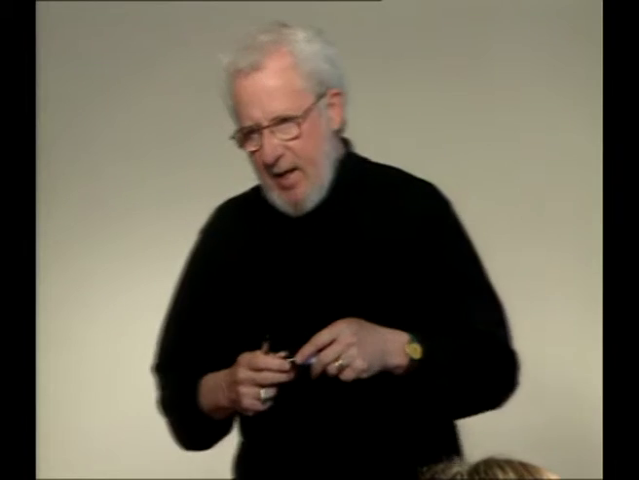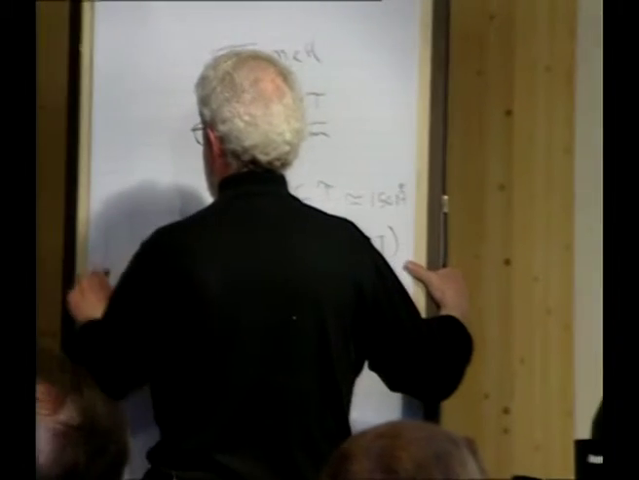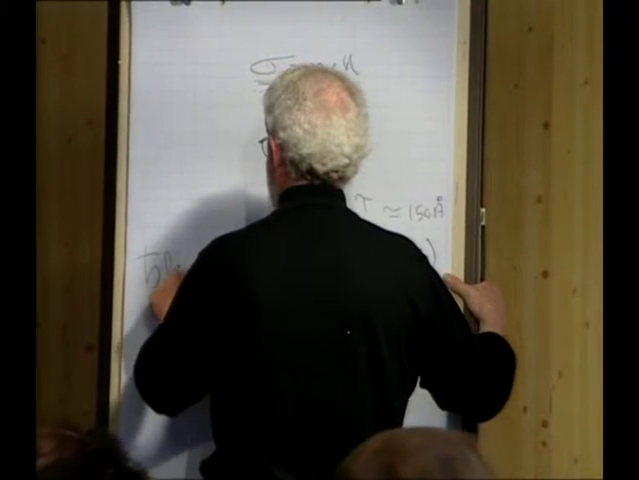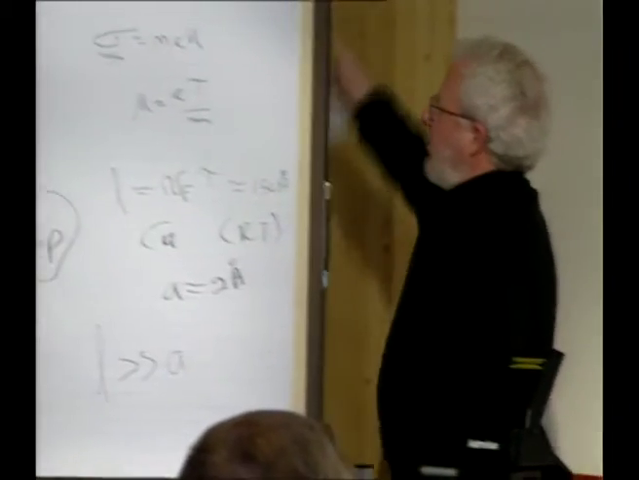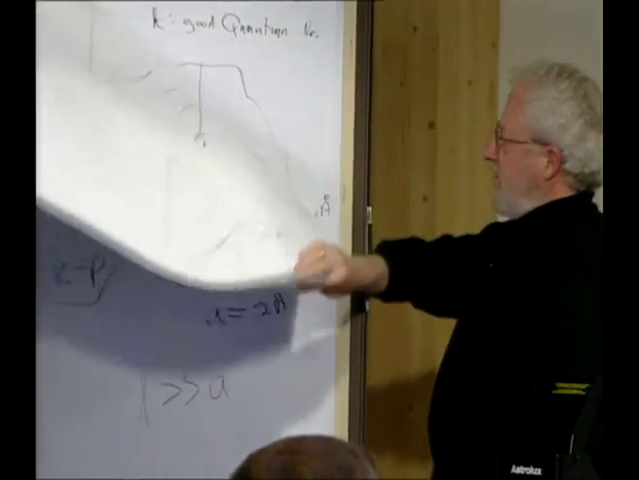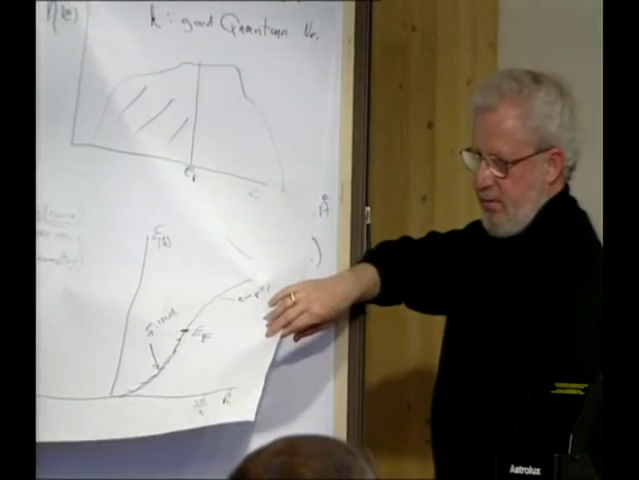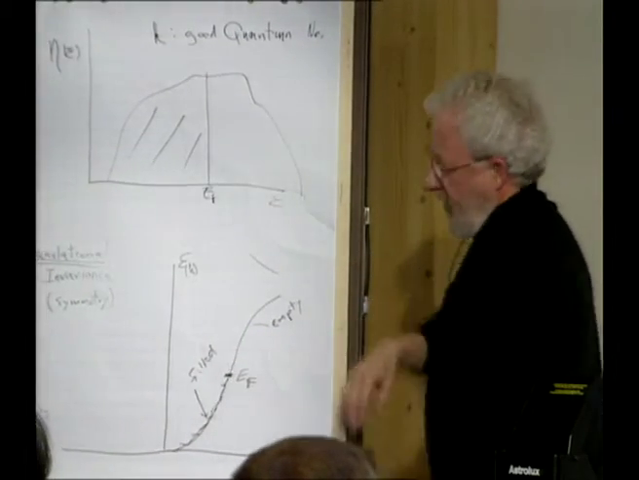Because the mean free path is much greater than the lattice constant, the momentum of the electrons is very well defined. K is very well defined, right? So if K is very well defined, then you can draw curves of this kind, and they're meaningful. The energy versus K is meaningful.